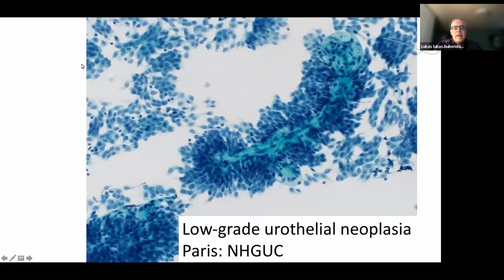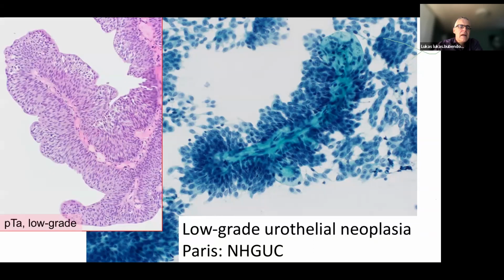So that's a typical example. You look at it in the cytology, you see a papillary structure, it's highly cellular, you see the monotony of the cells, they even have increased NC ratio, but they have not a single feature of high-grade urothelial carcinoma. This is a low-grade urothelial neoplasia, and it goes into negative for high-grade urothelial carcinoma category. And that was the histology. That was really a very low-grade papillary urothelial carcinoma.